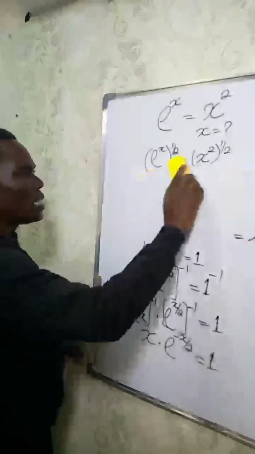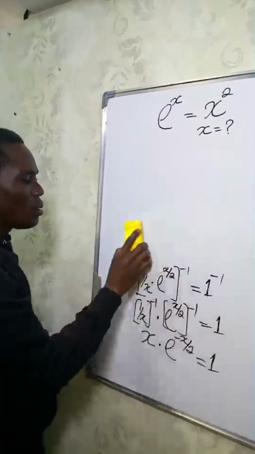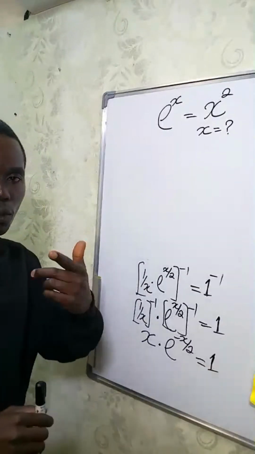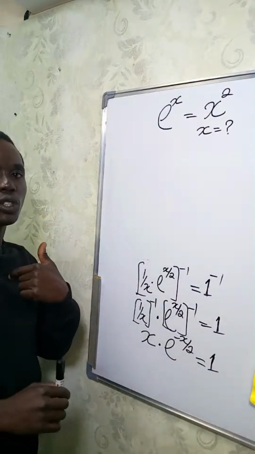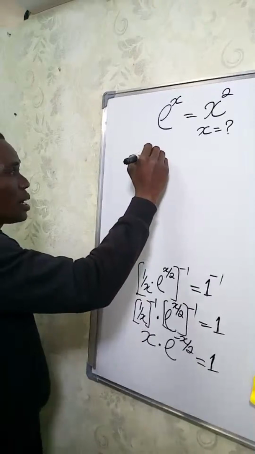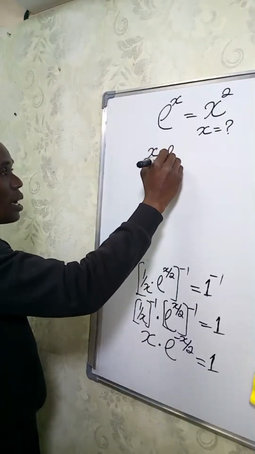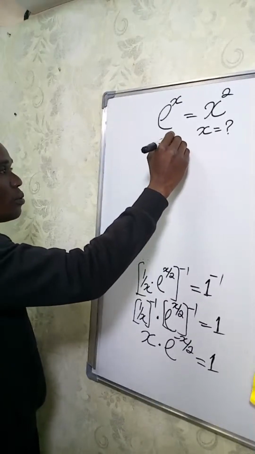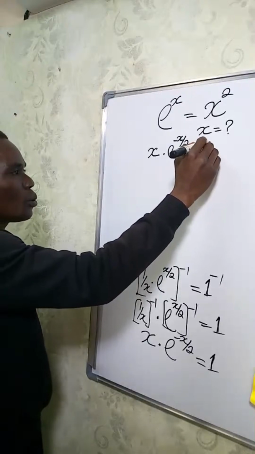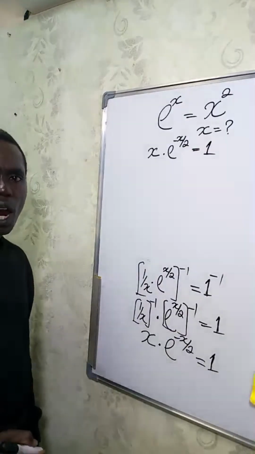Now let me simplify that further. I'm going to make that expression simpler and amend it such that it looks like the Lambert W function expression. Now, how do I do that? If I reduce that expression, I'm going to have x multiplied by the exponent value of negative x divided by 2, and that is equal to 1. That is the expression we have come out with.